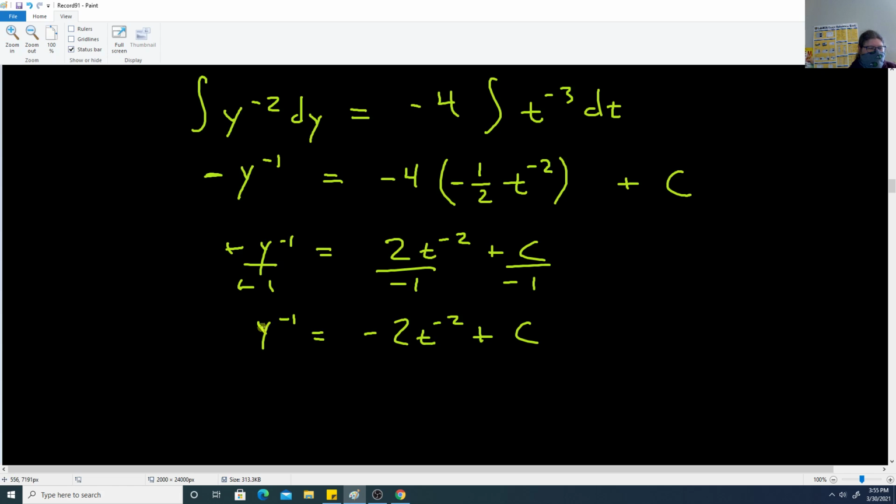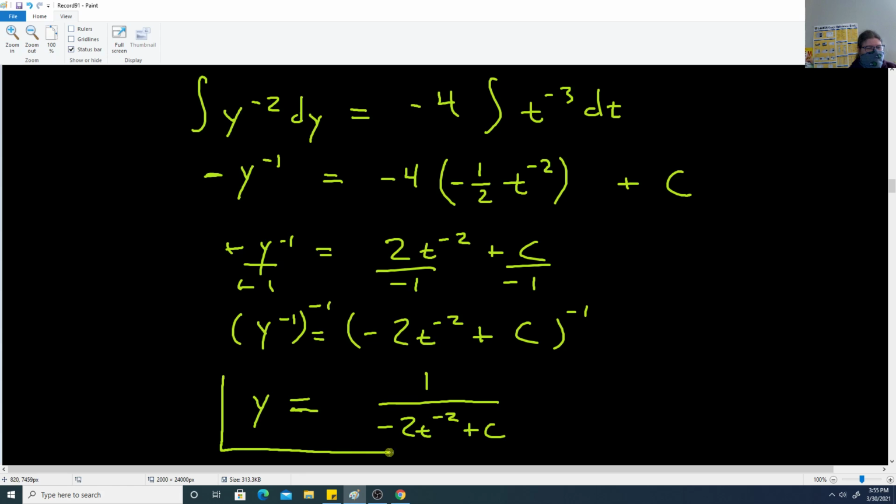The last step is I want to get rid of the negative 1 power, so I'm going to raise both sides to the negative first power, and I get y by itself equals 1 over negative 2t to the negative 2 plus c. So we get our expression like that.